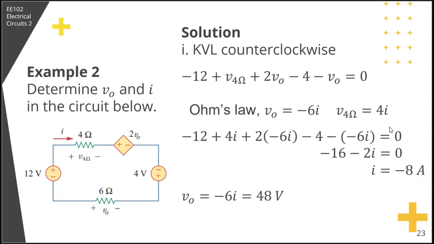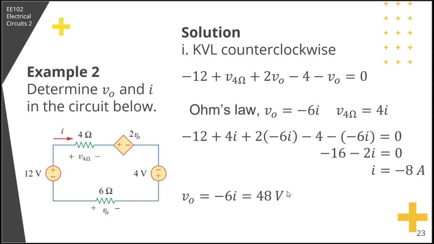Okay. But you can also assume the V4 ohm with negative on one side and positive on the other, the opposite, as long as again you are consistent in your analysis. Okay, so let's continue: negative 12, V4 ohm is 4I, 2VO is negative 6I, minus 4 minus VO is negative 6I, so that will become negative 16 minus 2I, hence I is equal to negative 8 amperes. So VO is negative 6I, so negative 6 times negative 8, that's 48 volts.